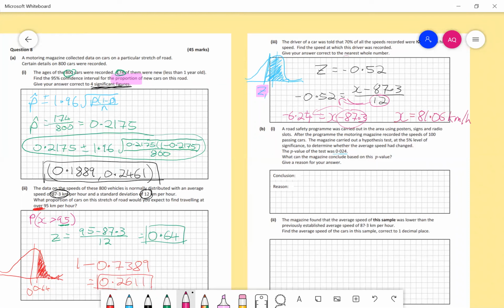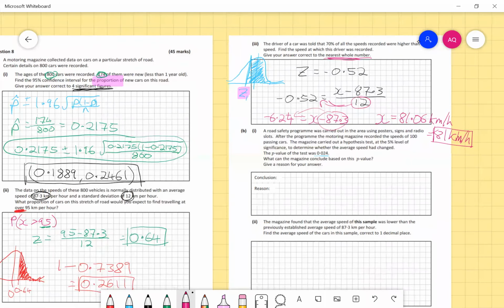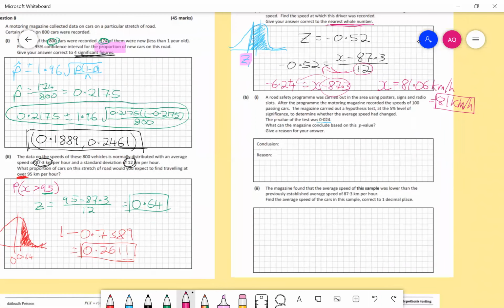I'm just noticing, check the question again. Correct to the nearest whole number. So I suppose you have to say that's going to be equal to 81 kilometers per hour to the nearest whole. Okay, so find the speed. Yeah, so that's what we're done. Now, part B looks like it's going to be something new compared to the last thing. It's still following on with this theme of the cars.